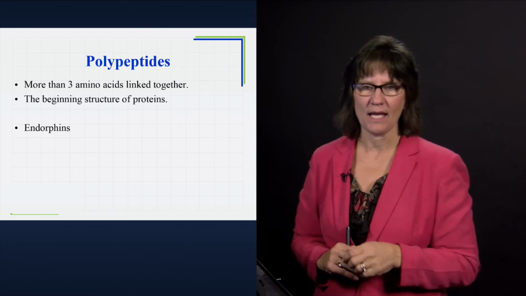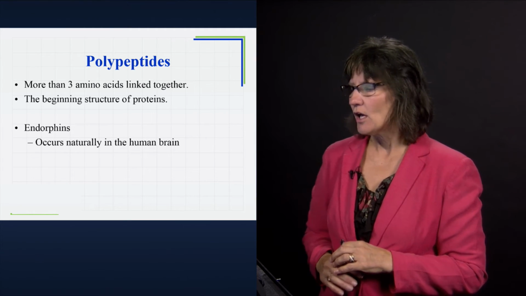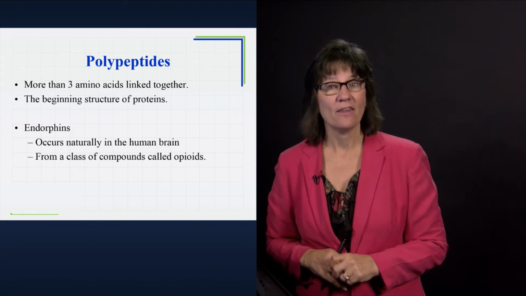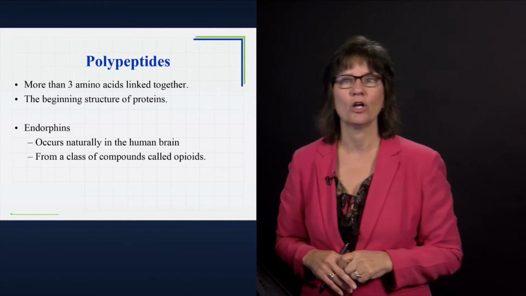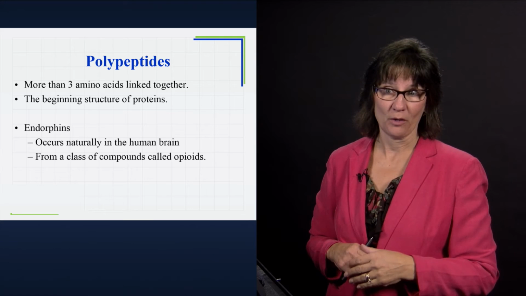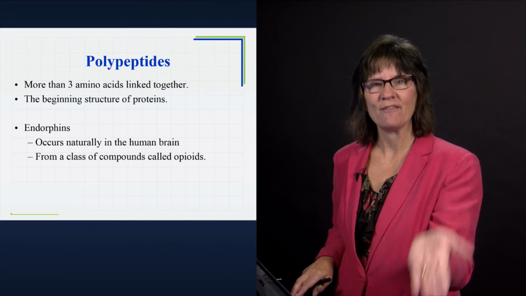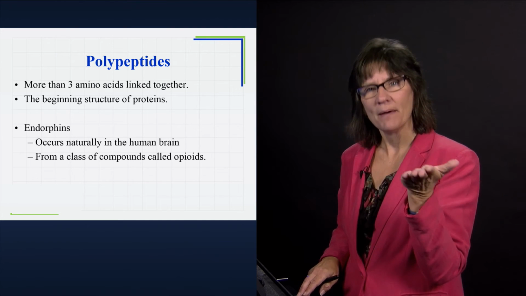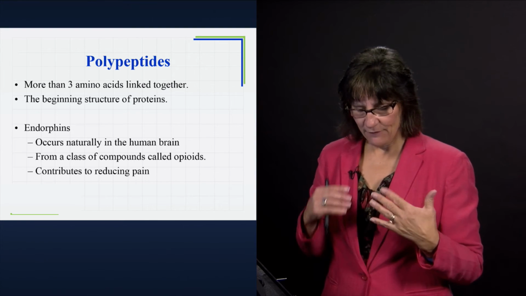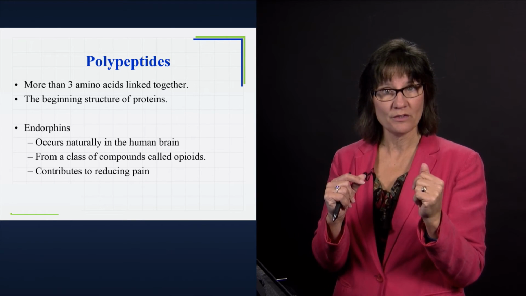Endorphins is not a protein yet. It is a polypeptide, but endorphins are polypeptides. Endorphins occur naturally in the human brain. We produce those endorphins, and they are from a class of compounds called opioids. Now, opioids are what opium comes from. And so these endorphins will give us a high if we have a high content of these endorphins, but it's what we call a natural high. They are used to help reduce pain. If you are in a painful situation, your body will quickly produce endorphins and help ease the pain.